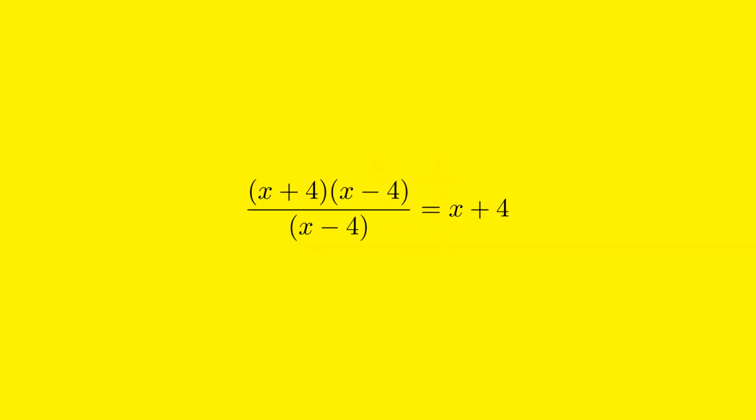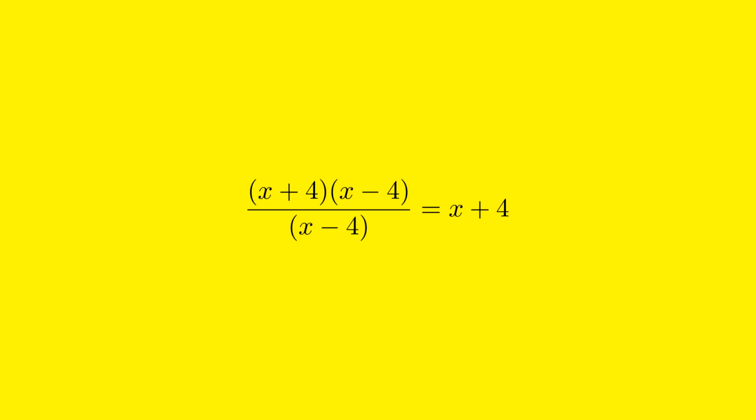In this step, we observe that both the numerator and the denominator of the rational expression share a common factor, which is x minus 4. By recognizing this, we can simplify the fraction. We cancel out the common factor of x minus 4 from both the numerator and the denominator. This leaves us with x plus 4 over 1.